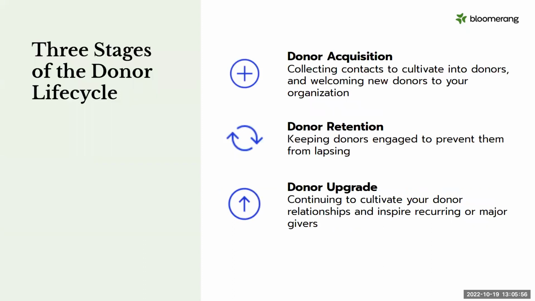Now let's take a look at the 3 stages of the donor life cycle. From the linear model, we see the 3 stages as donor acquisition, donor retention, and donor upgrade. Donor acquisition, of course, is collecting contacts to cultivate into donors and welcoming new donors into your organization. Acquisition could mean creating or getting new contacts into your database or your organization, and then they become donors, or activating the constituents in your database that may have never given before and turning them into first-time donors, thus starting that cycle of retaining and upgrading and lifelong giving.